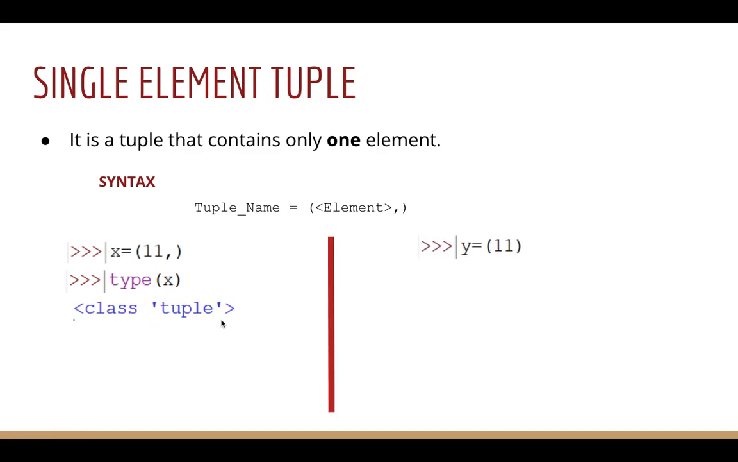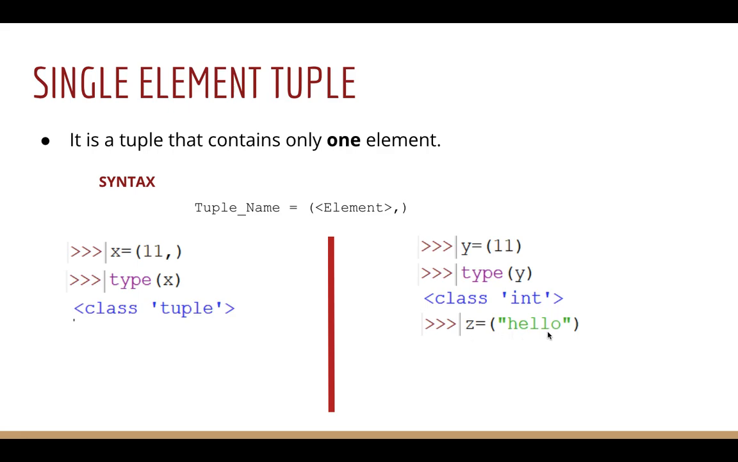On the other hand, if I try to create a single element tuple in a conventional way, that means if I think that just putting any element within the first bracket will make it a tuple, then that's not the case. As we can see here, y equals 11. Now if I use the type function to check the data type of y, it will show that it is of the class integer. It's not a tuple. This type of tricky question is often asked in multiple choice questions.